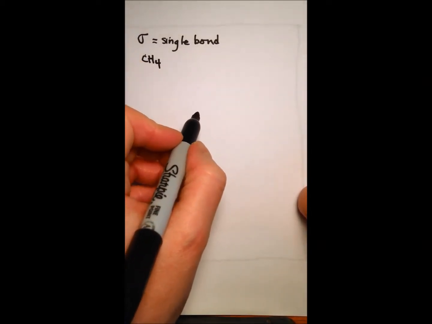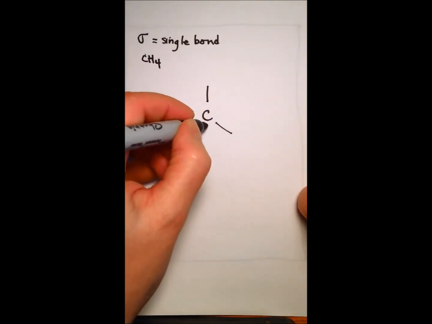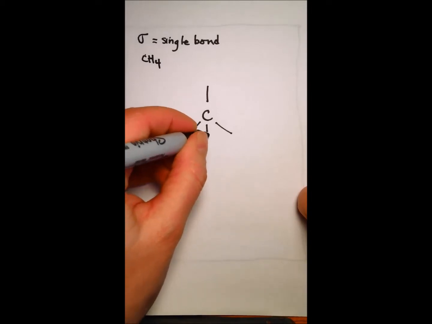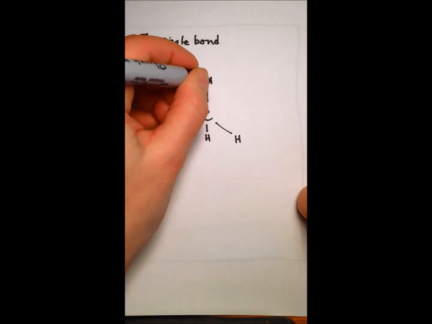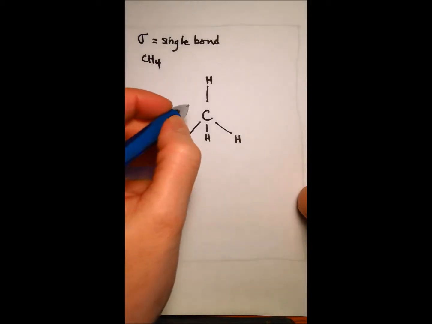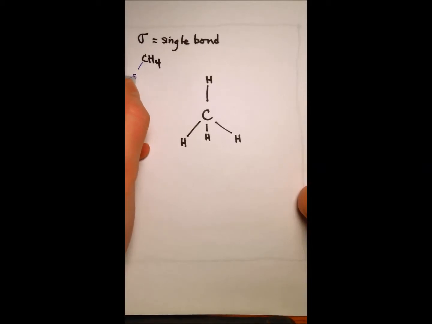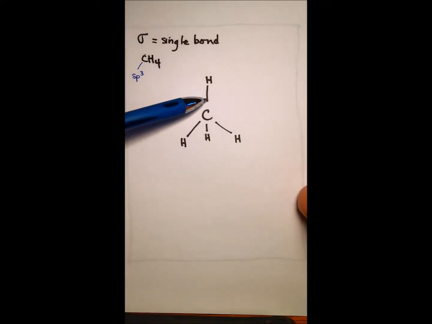Let's draw the geometry of it. We know that it is tetrahedral, like so. And we have our 4 hydrogens placed like this at 109.5 degree angles. Now what I'm going to draw on top with this green highlighter, and hopefully it'll show up, are the hybrid orbitals. Before I do that, let's label that this carbon is in an sp3 hybridized state, because it's got 4 electron groups around it.